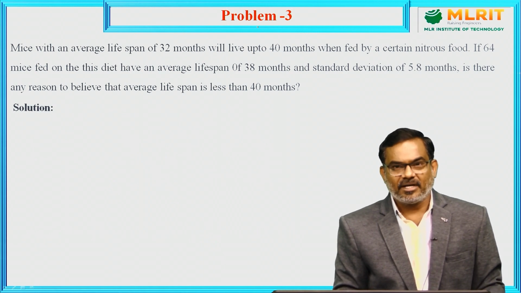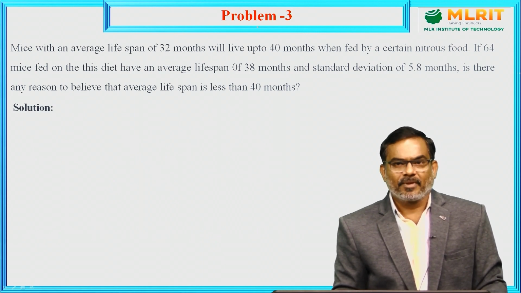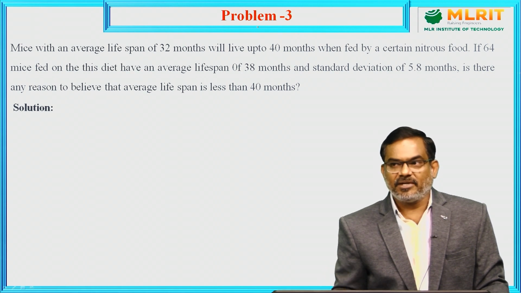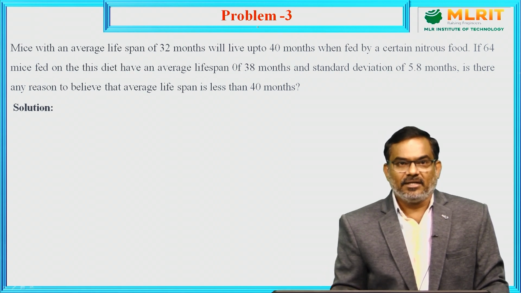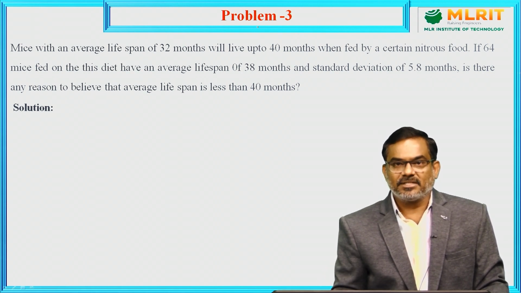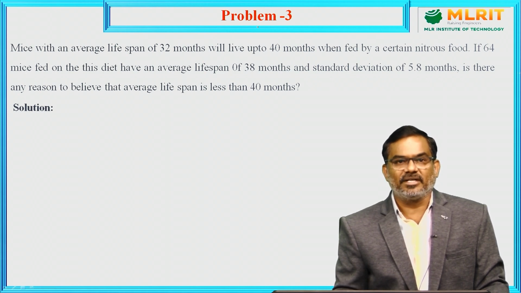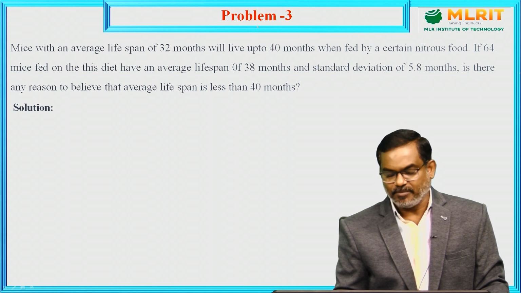Similarly, let us discuss one more problem. Mice with an average lifespan of 32 months will live up to 40 months when fed by a certain nutritious food. If 64 mice fed on this diet have an average lifespan of 38 months and standard deviation of 5.8 months, is there any reason to believe that average lifespan is less than 40 months?